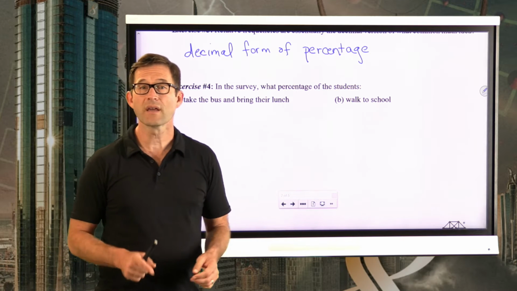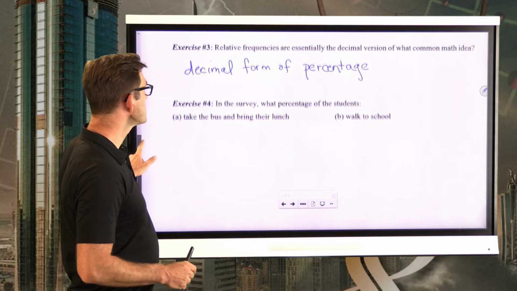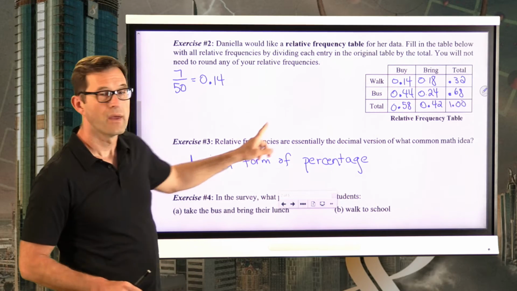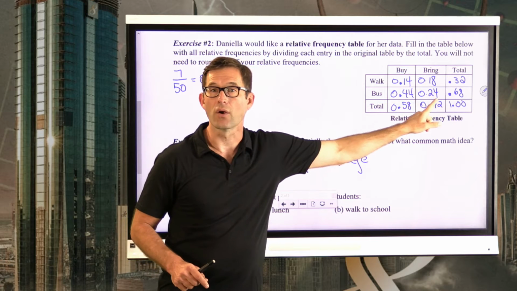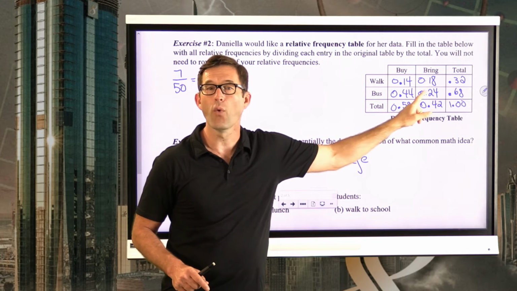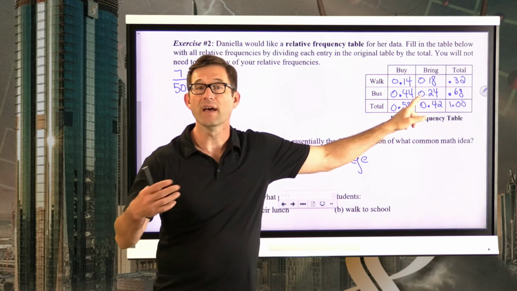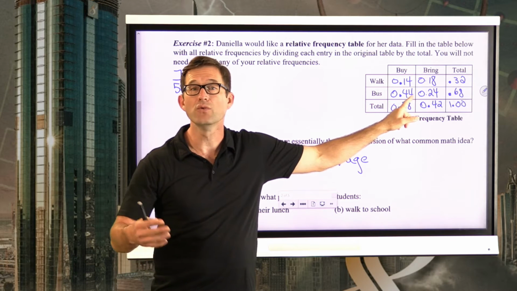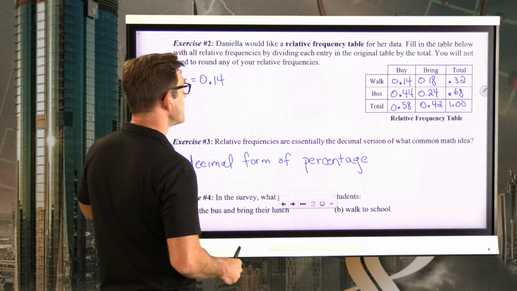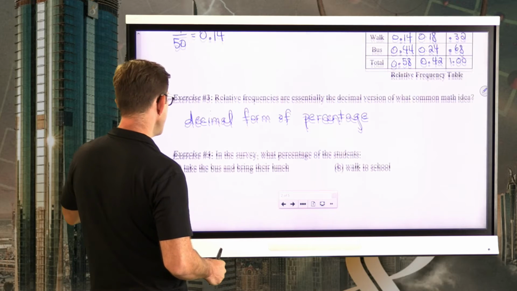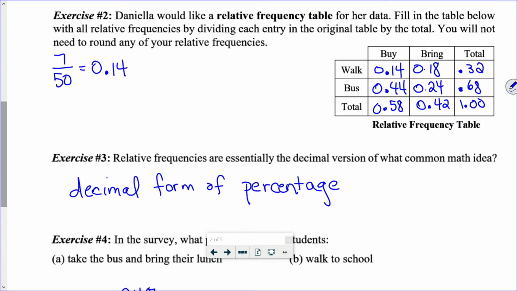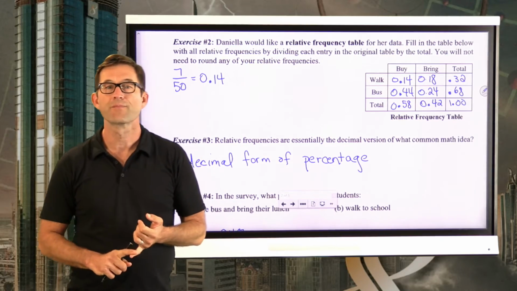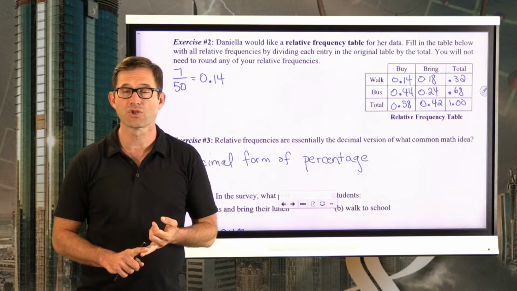All right, well, let's take a look. The first one is take the bus and bring their lunch. Well, if I take the bus and I bring the lunch, we're right here, 0.24, right? That is the decimal proportion, 0.24, and that corresponds then, bus and bring, to 24%. 24% of the respondents rode the bus and brought their lunch.